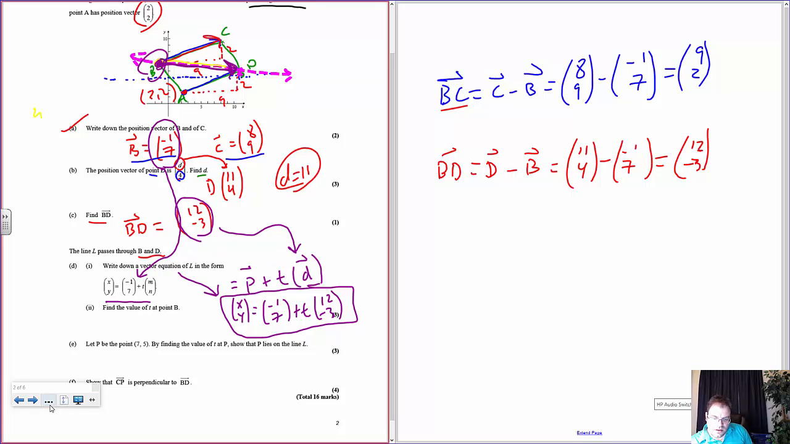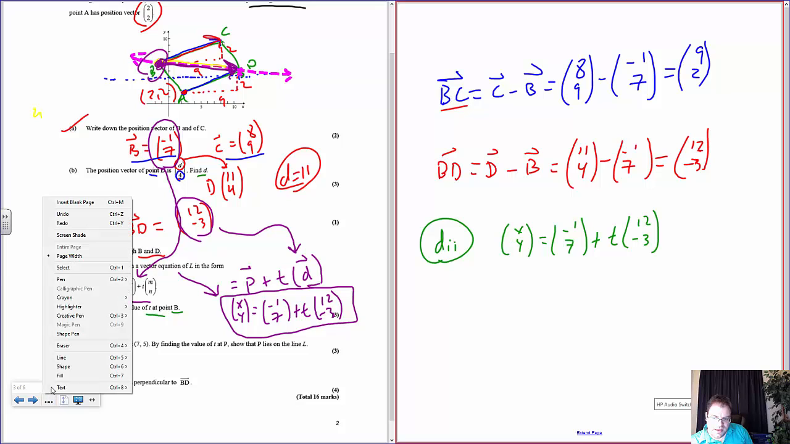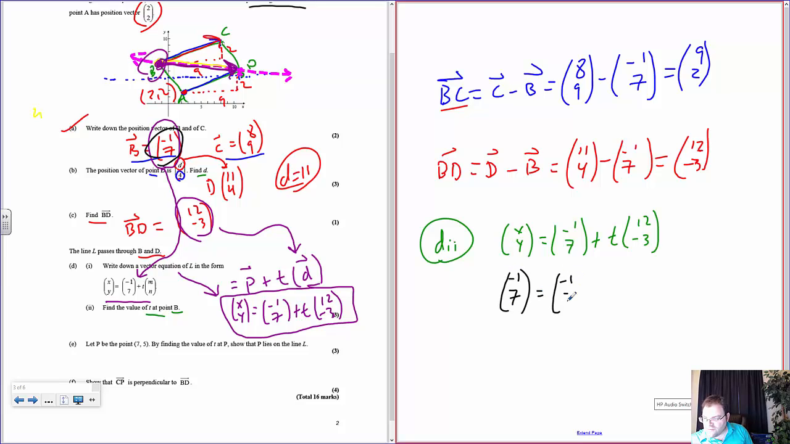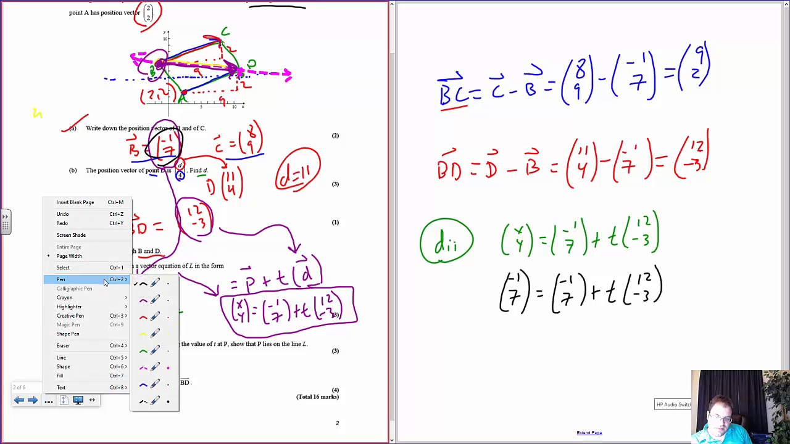That's it, right here. Now this is part 2 we're doing. They want me to find the value of t at point B. So if this is the vector equation of my line, let's just copy it real quick. Point B, I told you, was negative 1 and 7. So this x and y, we're going to make them negative 1 and 7. And this equals negative 1 and 7 plus t times 12 and negative 3. The question is, what does the value of t have to be for the left side to equal the right side?